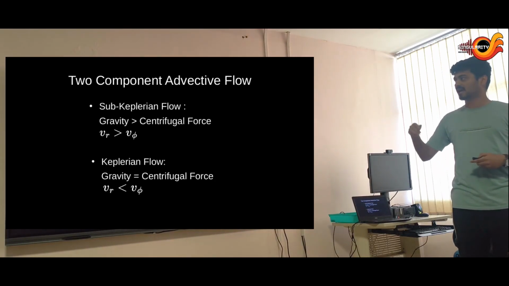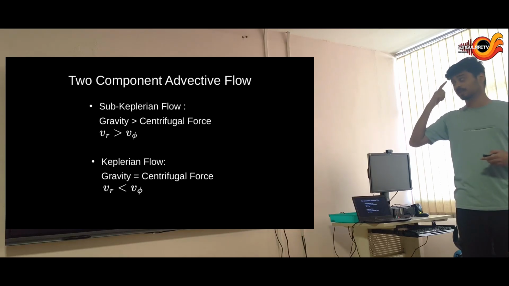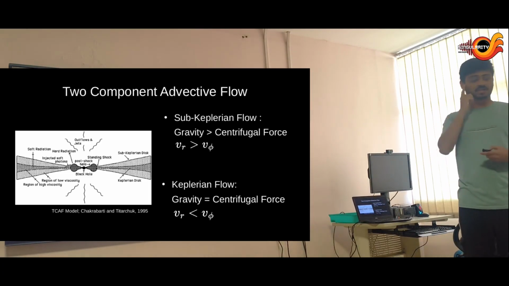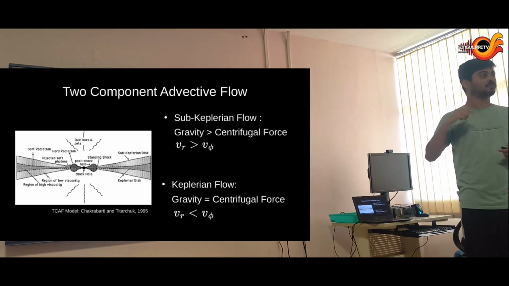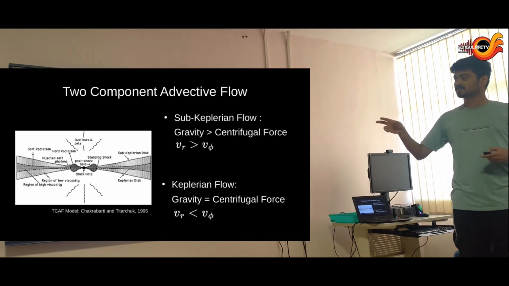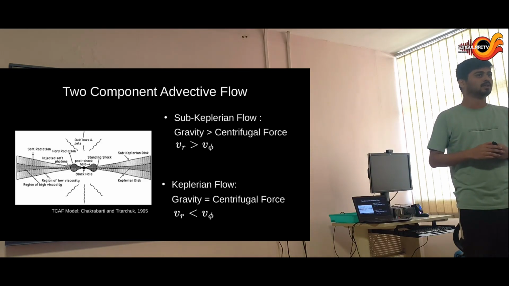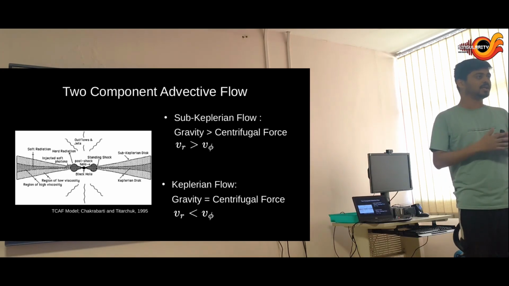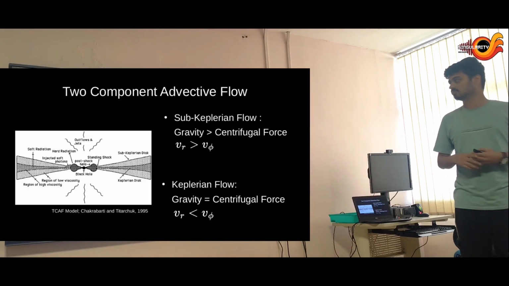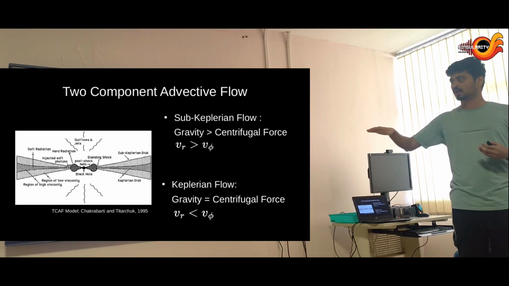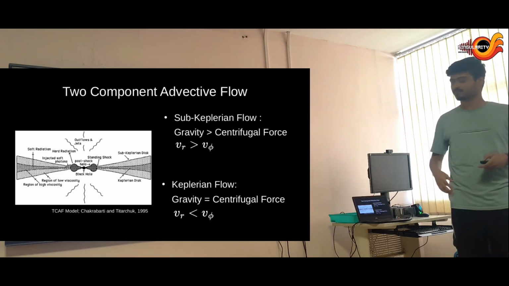Now I have written the title of the slide as two-component advective flow because in 1995 there was Chakrabarti, who is also the PI of my PI. He gave this model, which is currently one of the best models explaining the observed data of accretion disks around neutron stars and black holes. So this is the reason why I am studying this model also.